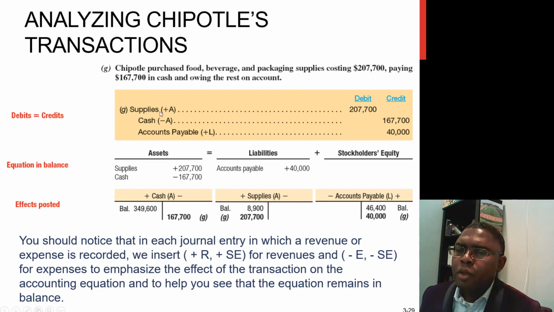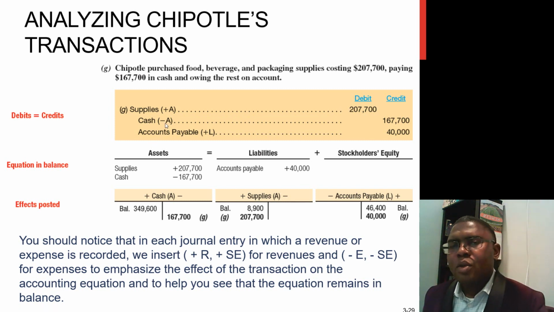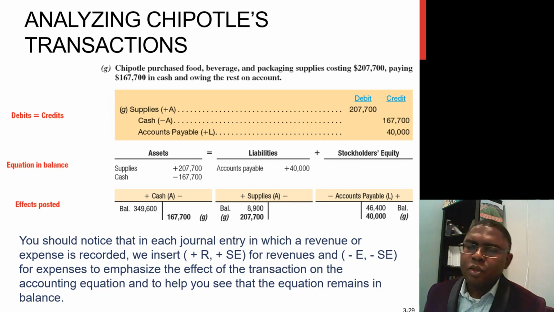So supplies is an asset for this business. Asset is increasing. When asset is increasing, it takes a debit balance. And then we have the cash that was paid. So cash is going out. So cash is reducing when it is going out. So when asset is reducing, it takes a credit balance.